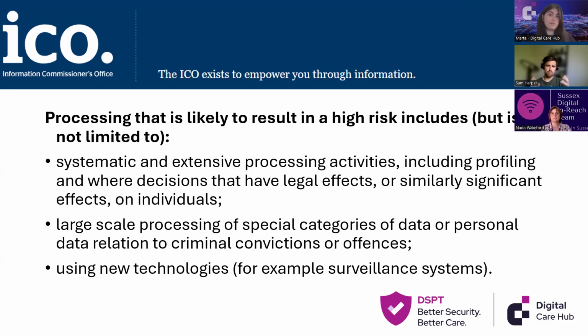Now, processing that is likely to result in high risk to individuals, but not limited to. What does this mean? They've just given some examples. So this isn't limited to systematic or extensive processing activities, including profiling, where decisions have legal effects or similarly significant effects on individuals, large-scale processing of special categories of data or personal data in relation to criminal convictions or offences, and using new technology. So these are some examples that could result in high risk.